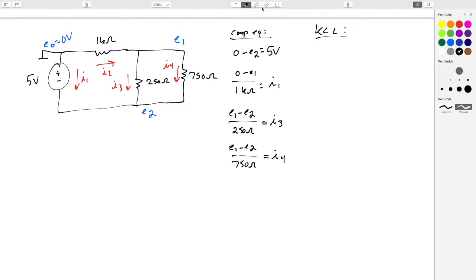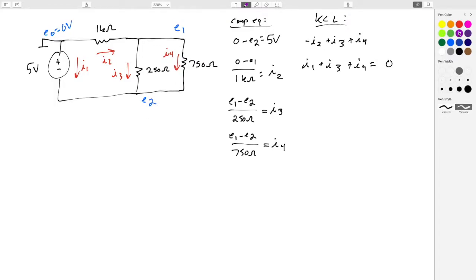KCL equations. So we have to do our KCL at all non-ground nodes. So we can't do this one. We don't need to do that one. Let's do this one. So it'll be negative I2 plus I3 plus I4. And then down here, we'll do the bottom one, E2, they're all going in. Let's just do I1 plus I3 plus I4 equals 0.